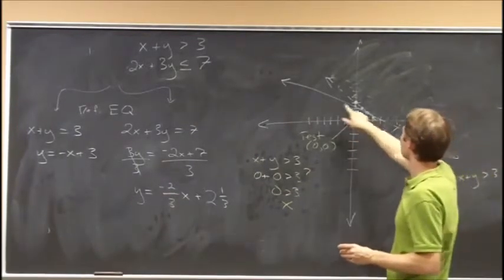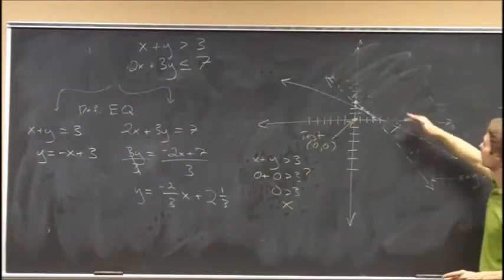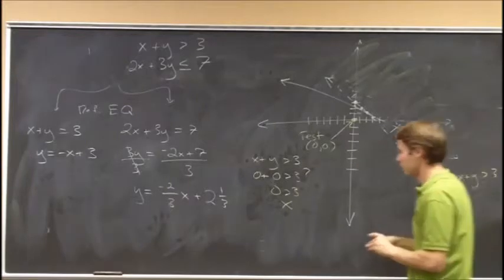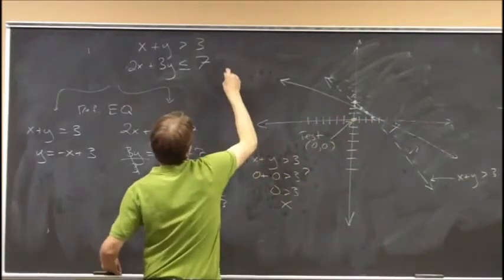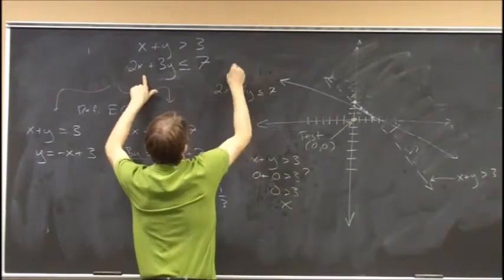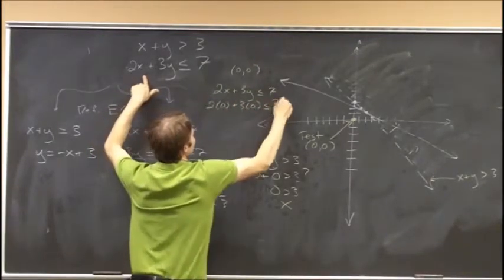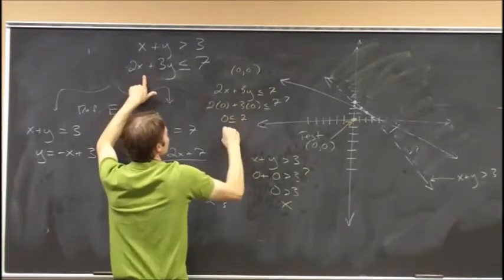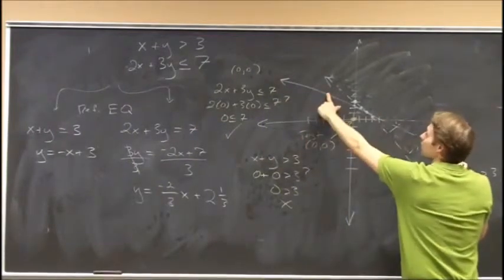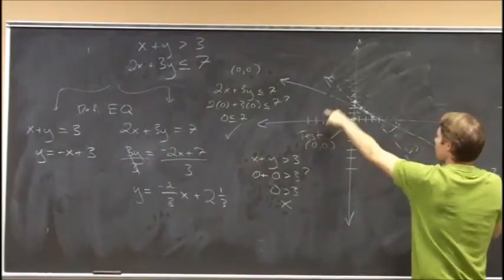Now we need to test this point into the solid line to see if we need to shade on this side of the line or on this side of the line, because it's possible now that this region will become our answer, or this small region right here will become our answer. So let's test 0, 0 into the second equation, 2x plus 3y is less than or equal to 7. So 2 times 0 plus 3 times 0, is that less than or equal to 7? Well, is 0 less than or equal to 7? Sure, that is a true statement. So that tells me that in regards to the solid line here, I should shade on the side that includes the 0, 0. So I should shade down this direction.